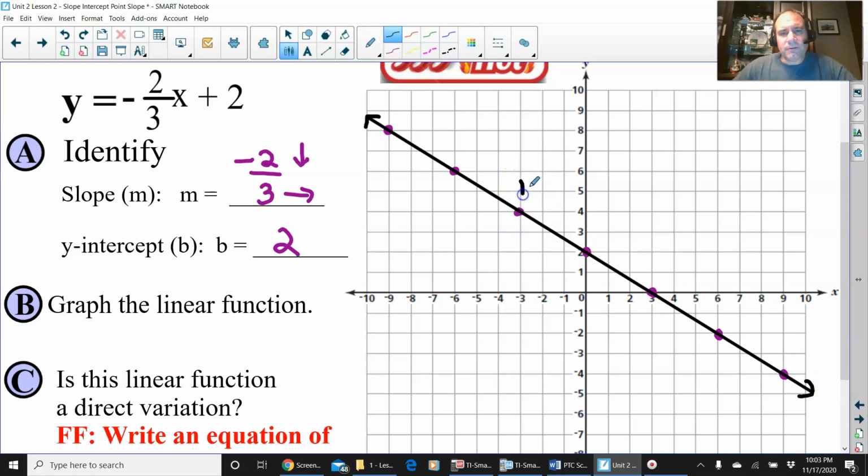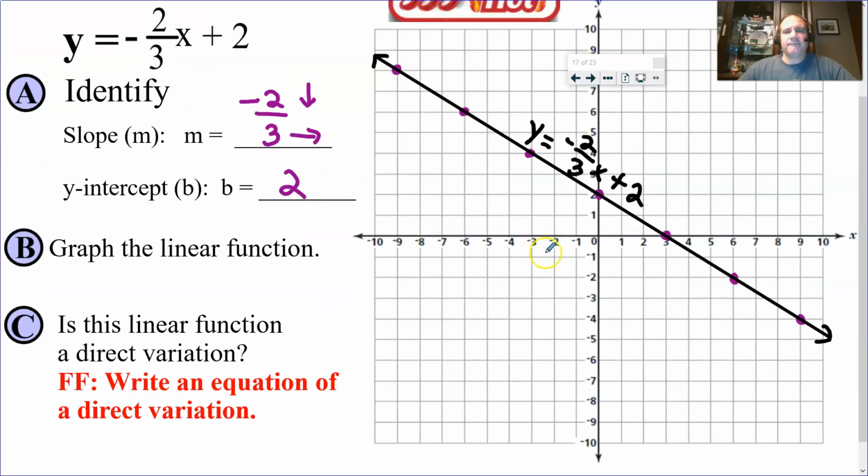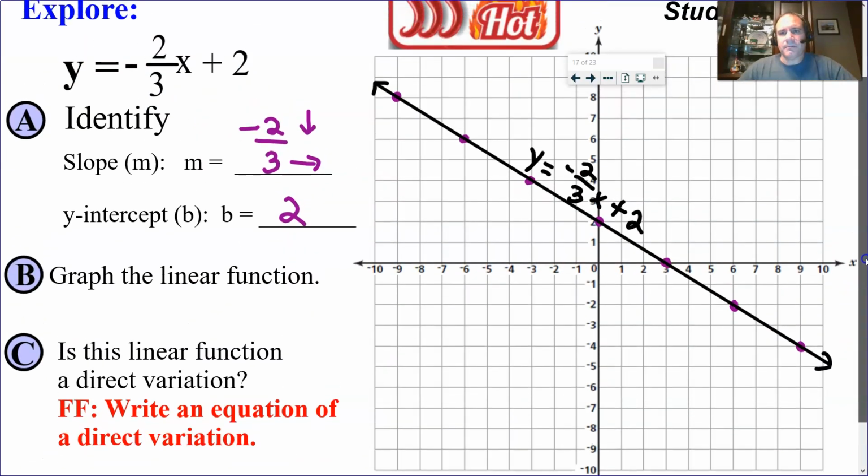Put the equation on that line, y equals negative 2 over 3x plus 2 is the equation of this line. We graphed it. We used the slope. We used the y-intercept. Phenomenal job.